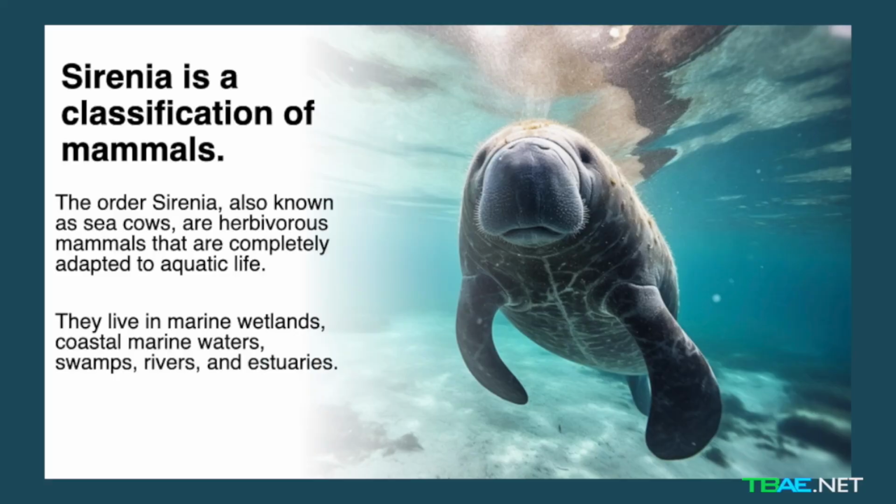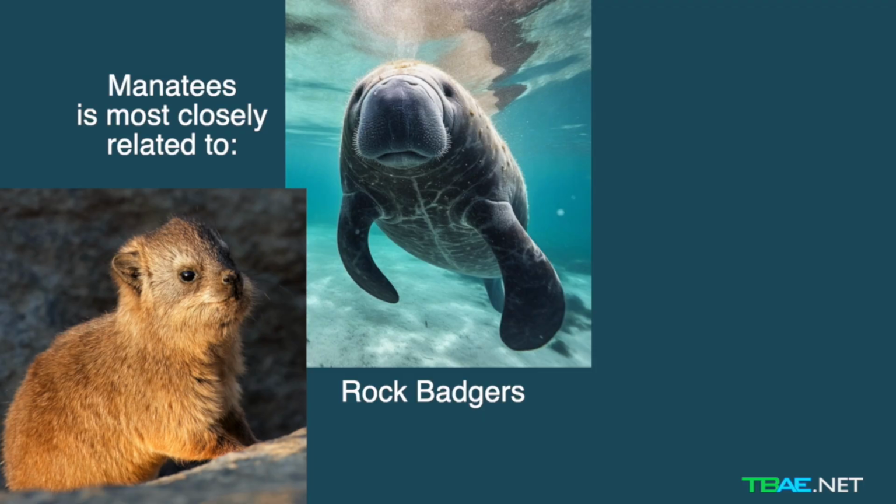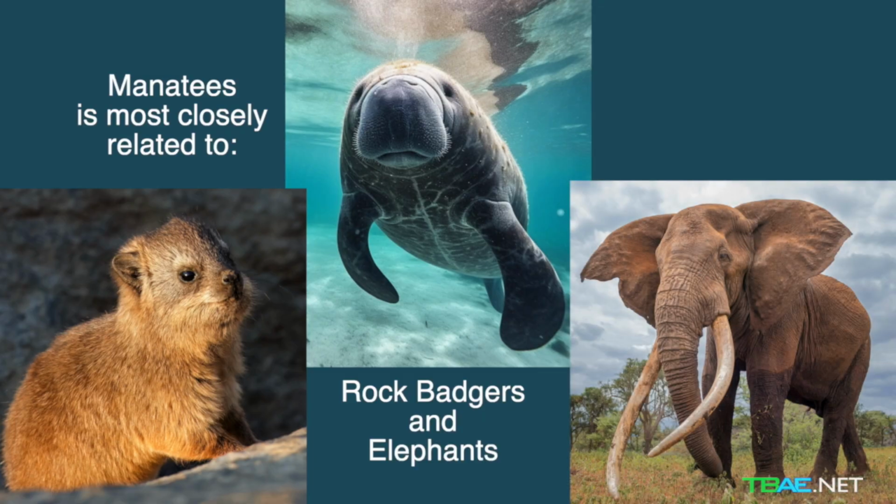We like to classify things. Humans are all about classification. We classify everything from baseball teams to nationalities, right? Well, scientists are human, so we like to classify too. And the manatee falls under mammal, and then the order of mammal is called Sirenia, which means like a mermaid. Did you know that manatees are actually most closely related to rock badgers and elephants? Isn't that kind of interesting?